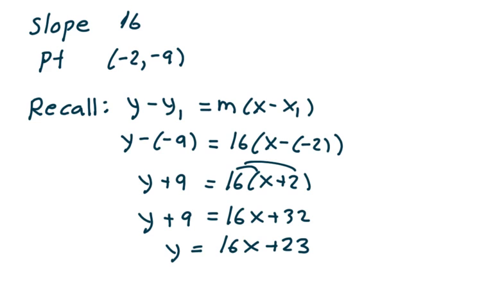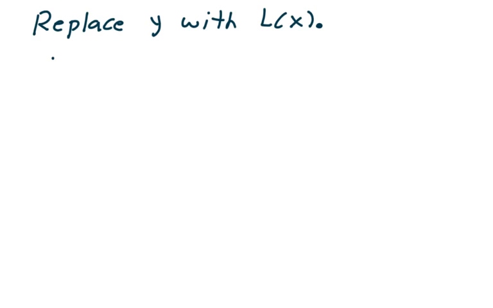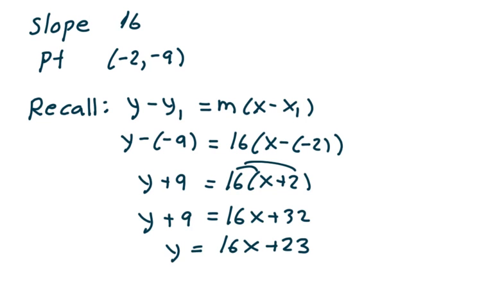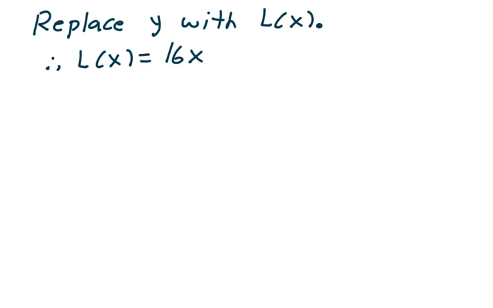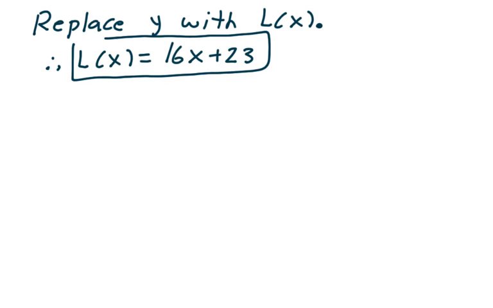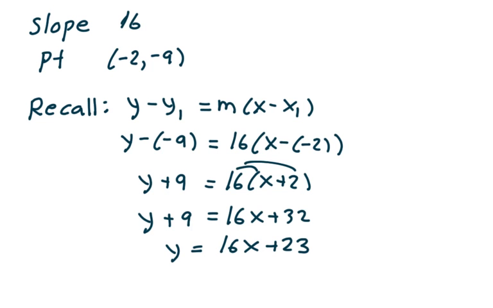Now, replace y with L of x. Therefore, L of x is equal to 16x plus 23. And that's how you do the first example. So basically, we were just looking for the equation of the tangent line at that point, which ended up being -2, -9.